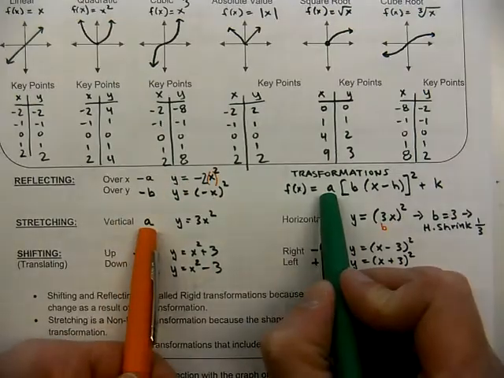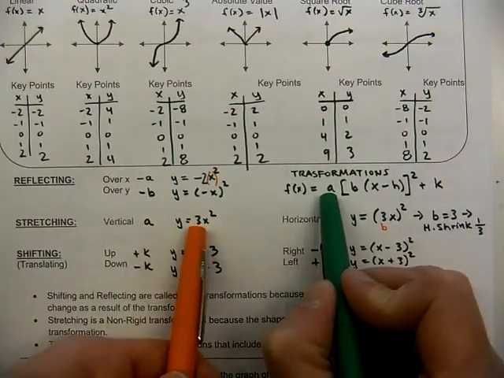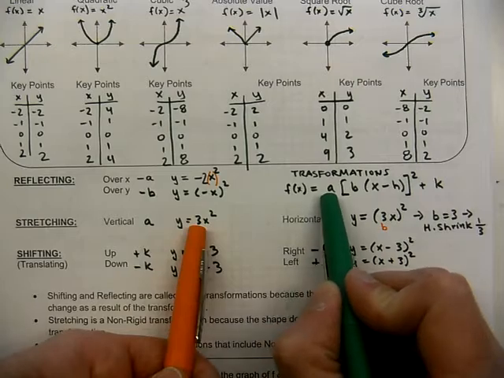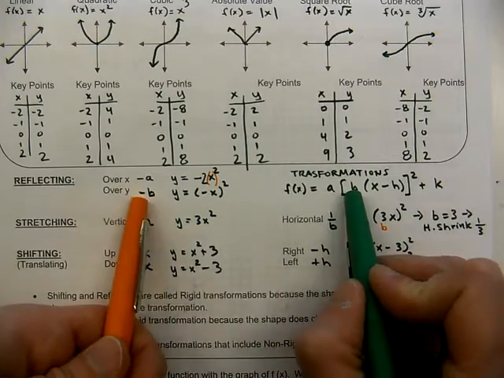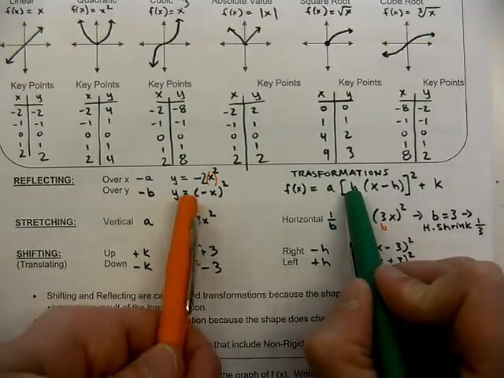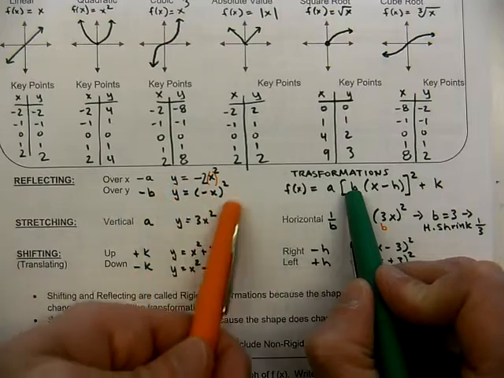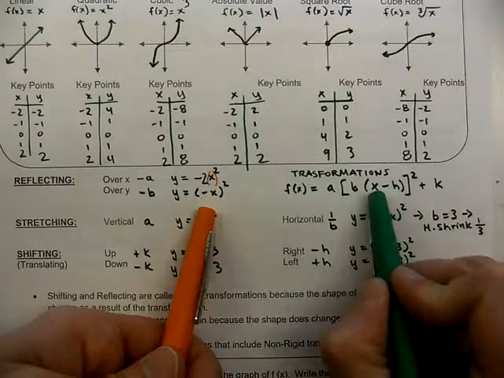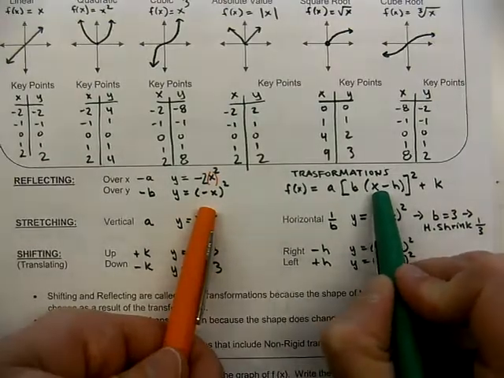But A is also indicating a vertical stretch or a shrink. So if that is bigger than 1, it's growing taller. And if it's less than 1, then it's shrinking by that multiplier. B, on the other hand, this is a little bit tricky. B has to be inside the grouping symbols. However, it has to be separate from the x. So x still has to be positive.